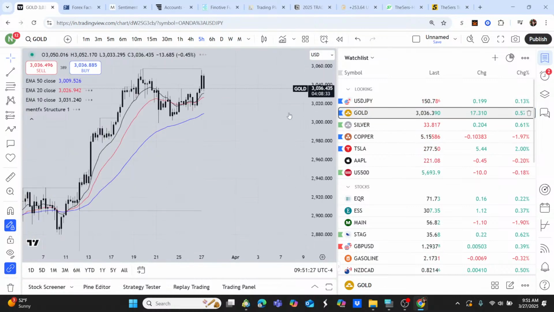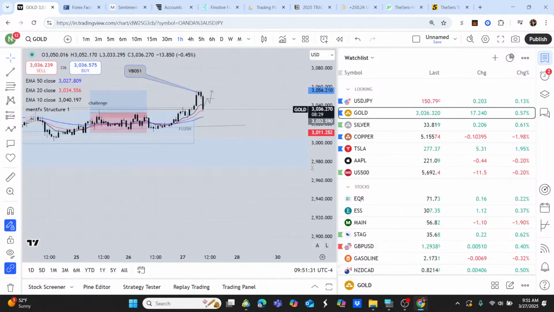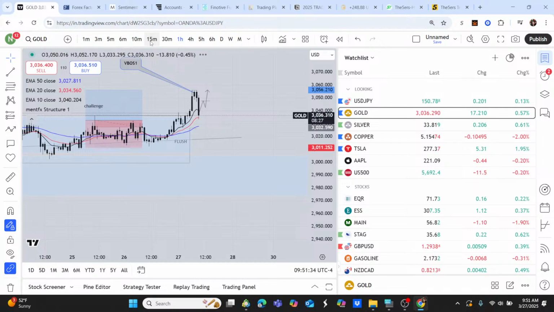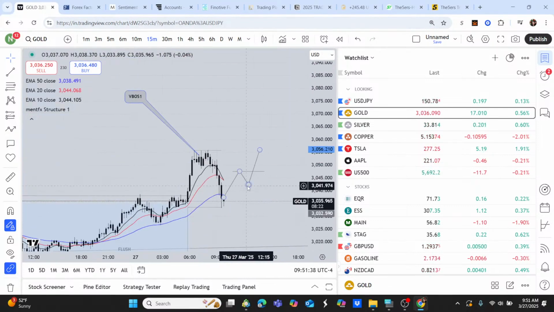So that doesn't look good. I'm going to just keep my eye out with this one right here, and it does have one chance to try to prove itself.